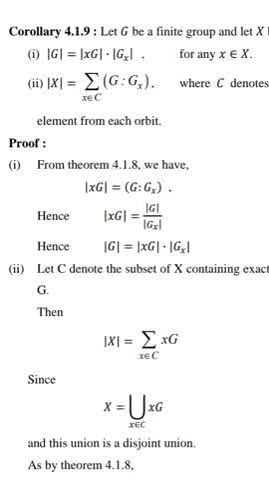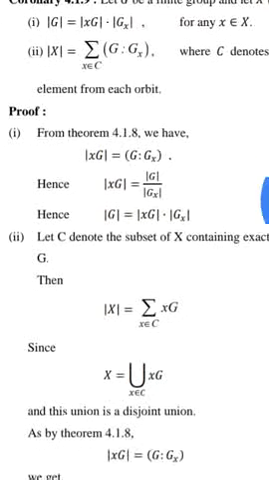We have |X_g| equal to the index of G_x in G. Hence |X_g| is equal to |G| divided by |G_x|, and hence |G| is equal to |X_g| times |G_x|.